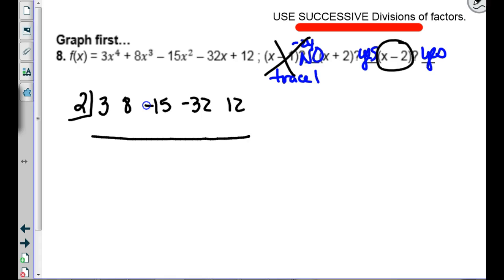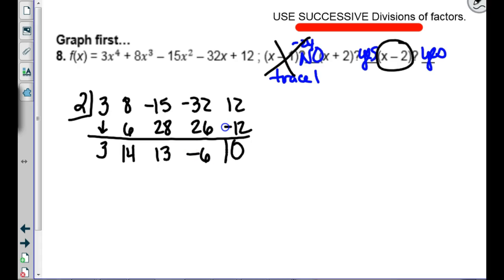All right. Anybody want to try this in their head? Can use a calculator, but 3 times 2 would be 6. Added is 14 times 2 would be, added would be 13 times 2 is, added is -6 times 2 is -12. So it's got to come out 0. We predicted it on the graph, right? It was a 0. So if your remainder is not 0, you made a mistake.